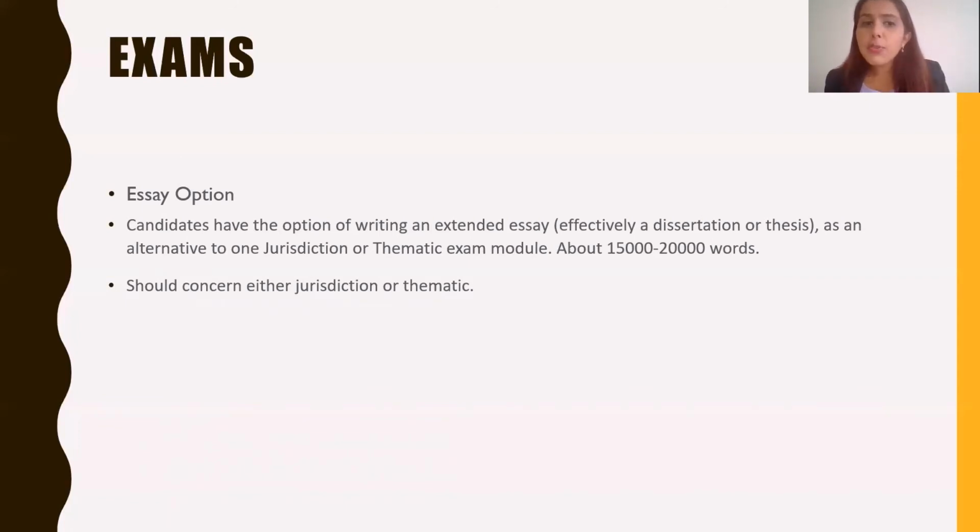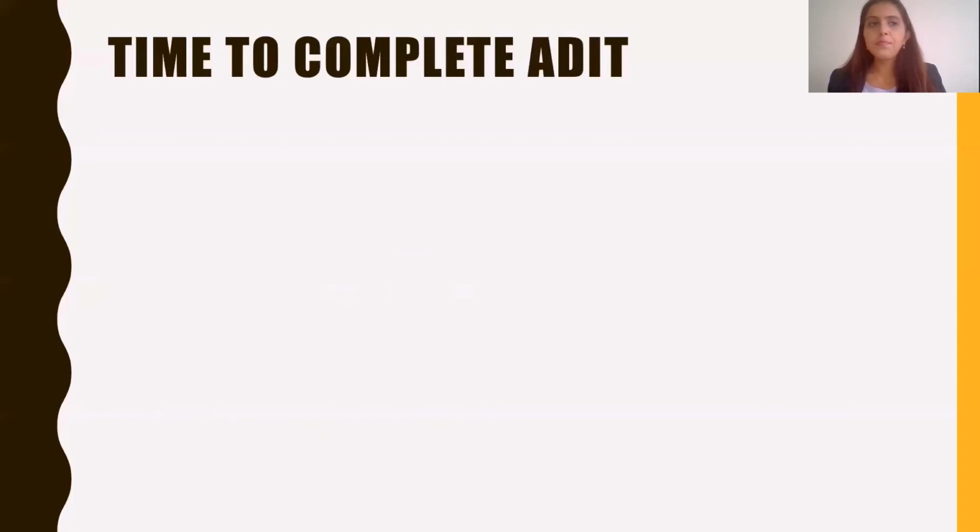So you could write on one of the jurisdiction laws if you want to skip a jurisdiction module. If you want to skip a paper from the thematic module, you could write either on banking, transfer pricing, oil and gas, or EU VAT. So it could concern either of these two broader areas. You have to send your proposal to CIOT that you wish to go for an essay, and if they allow you, you could go for this essay option.